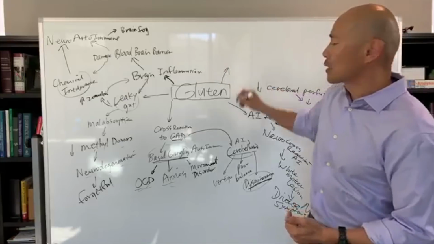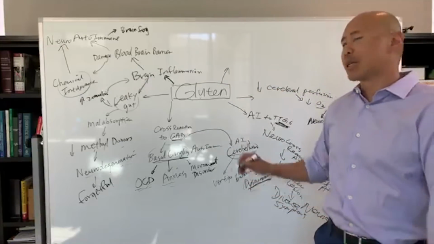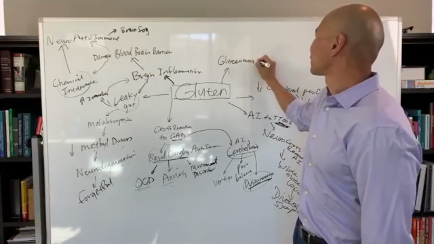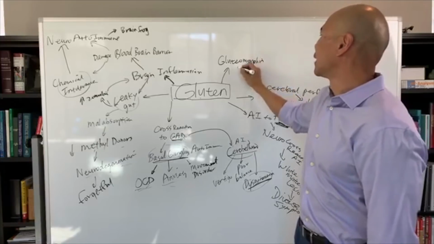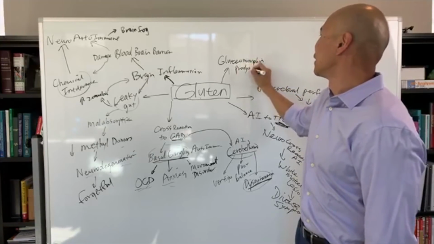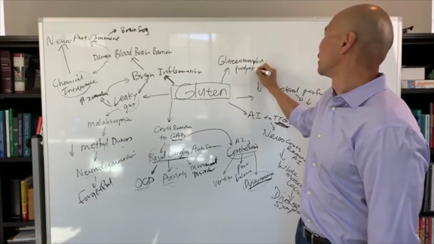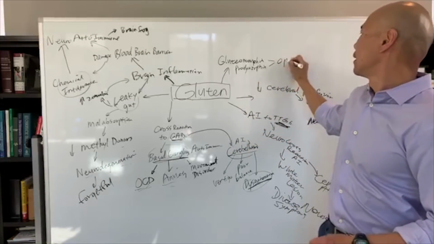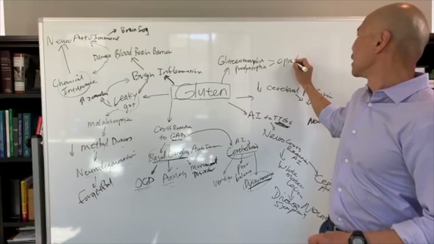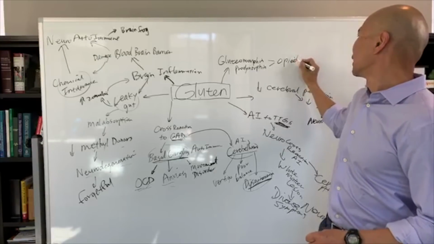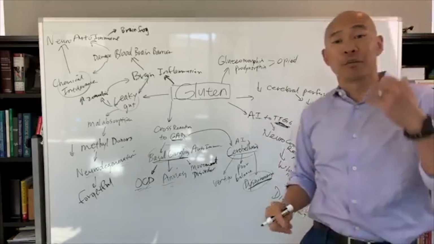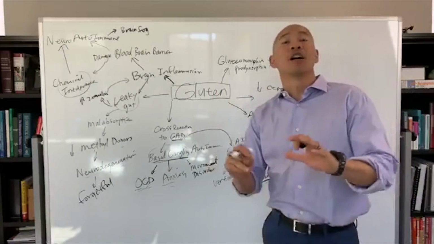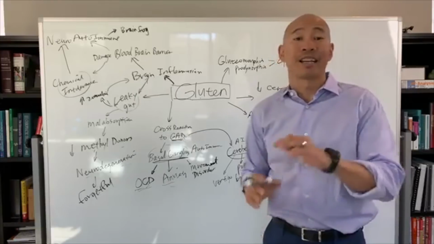And last but not least, the incomplete breakdown of gluten can produce compounds called gluteomorphine and prodenorphin. And these are opioid peptides. They're opioids that make you feel good, that make your brain feel good. So that's why some people eat gluten. They just love bakery. They love bread. They can't cut it out.